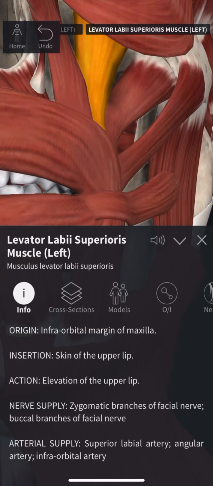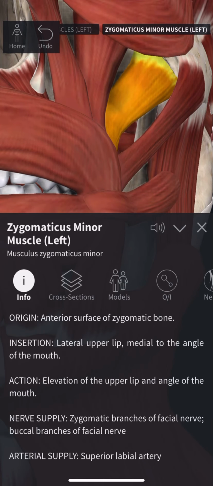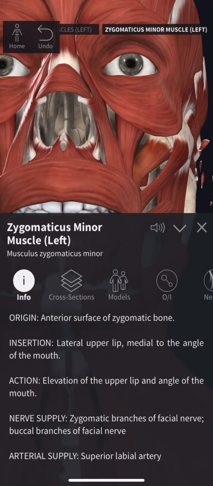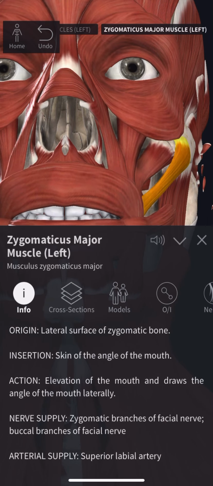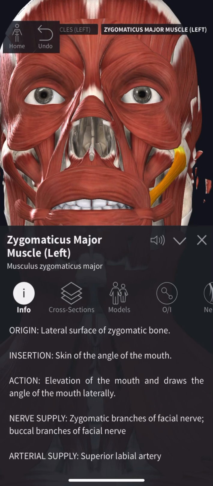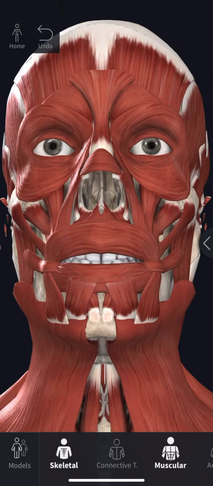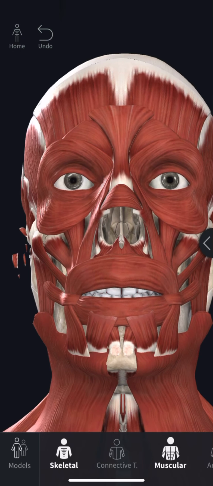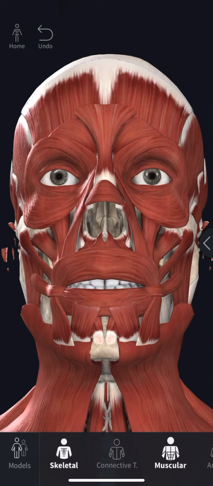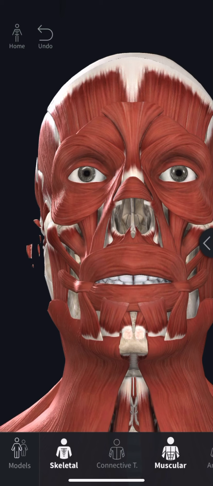Levator labii superioris, zygomaticus minor, zygomaticus major. Right, so these are some important muscles in the face that we have discussed and we have identified them now.